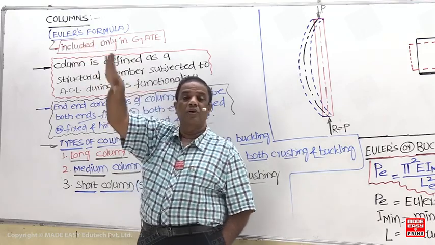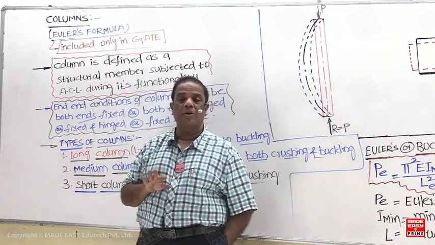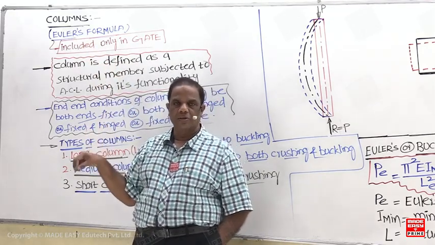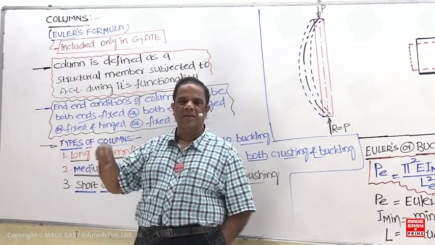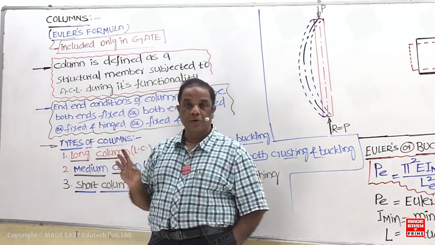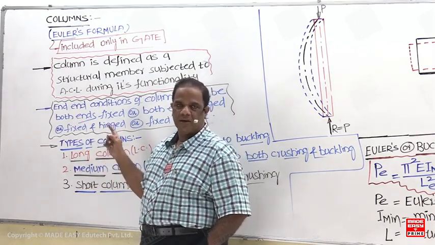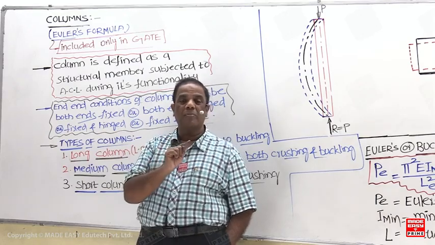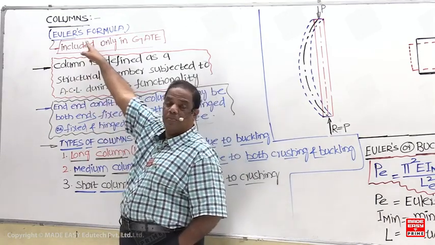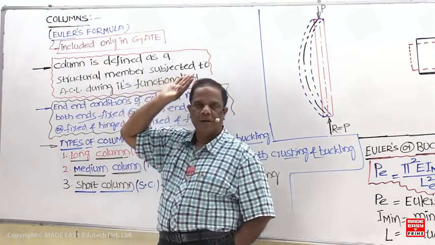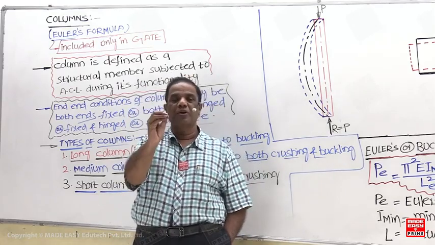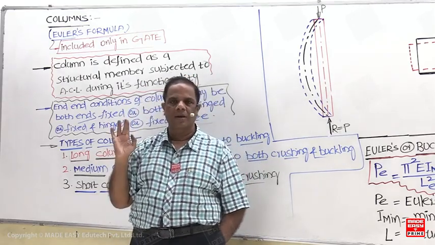It is included only in the GATE syllabus. It is not included in the ESE syllabus. So those who are preparing for only engineering services, you can skip this now. Those who are preparing for GATE, you can focus on it now. But in the GATE syllabus also, they have not mentioned the column. They mentioned the title as Euler formula. That's why you are covering only the Euler formula with respect to GATE.